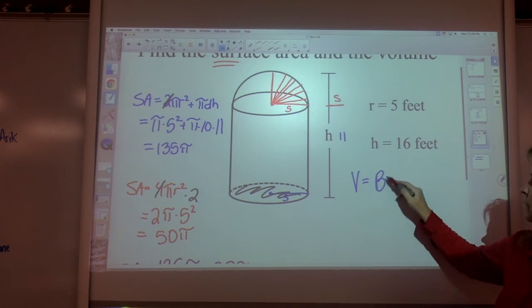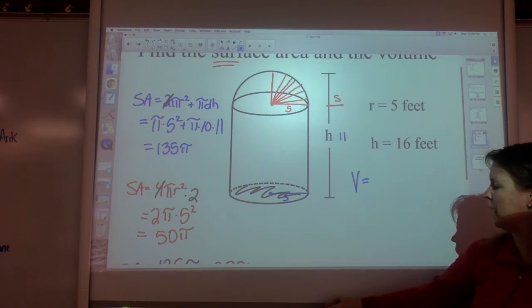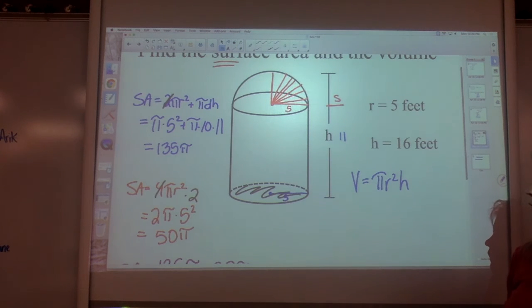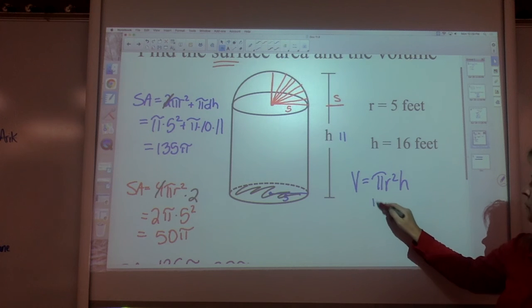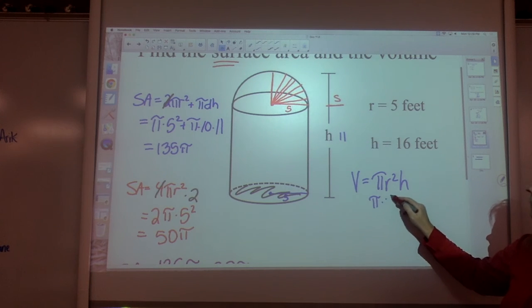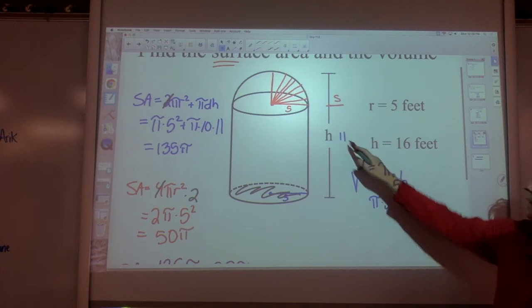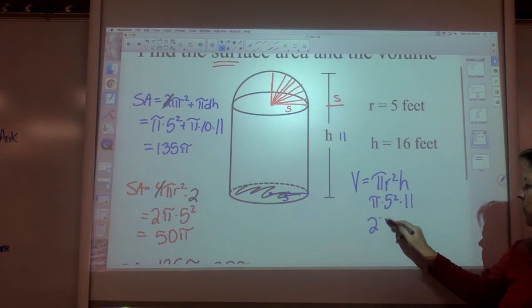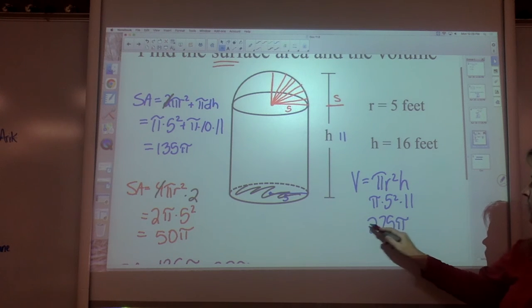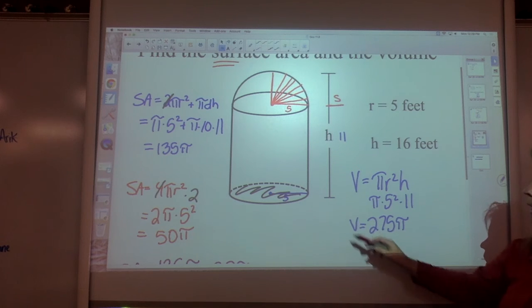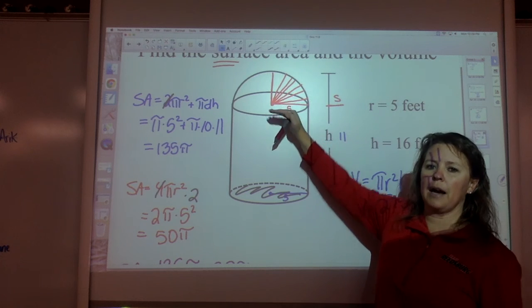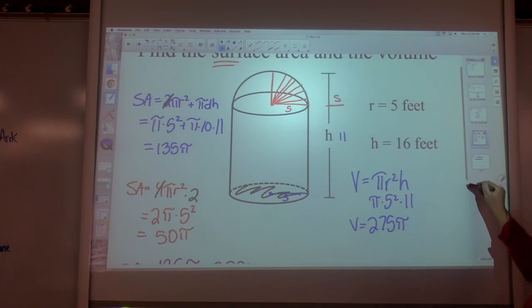Volume is capital B times H, which we always just go to pi r squared H. For a cylinder, the volume is pi times 5 squared times the height of our cylinder, which is 11. If I take 5 squared times 11, it's 275 pi. We don't have to worry about does it have a top, does it have a bottom, because if you're going to fill this cylinder up, you're still going to fill it from bottom all the way to the top. And then we're going to fill the sphere.